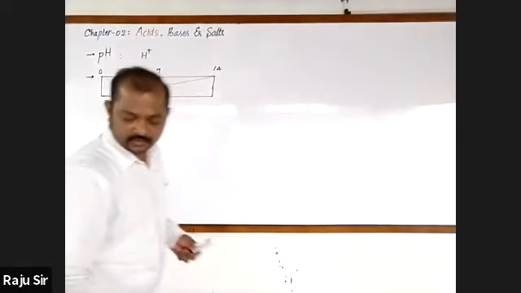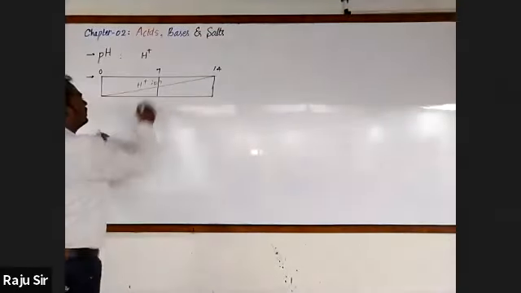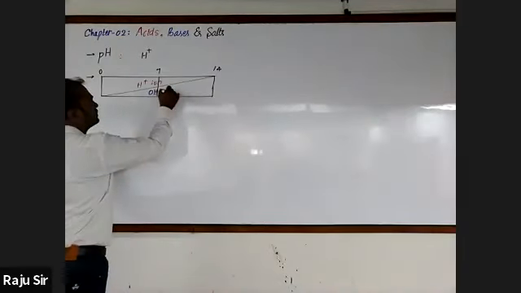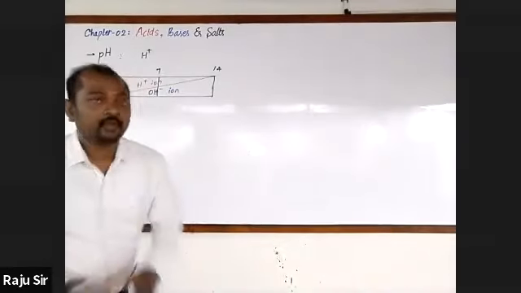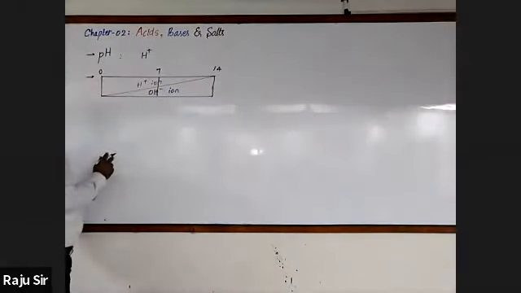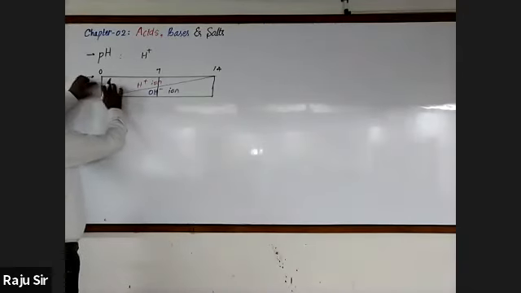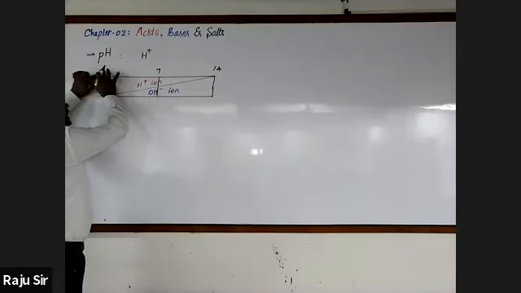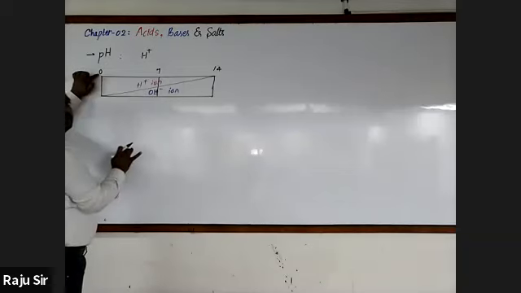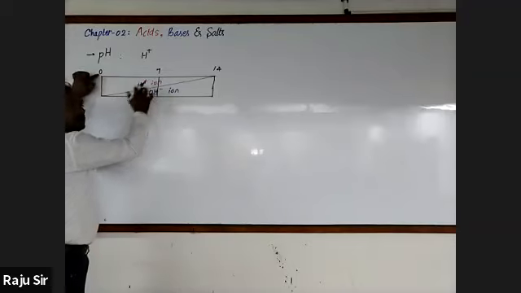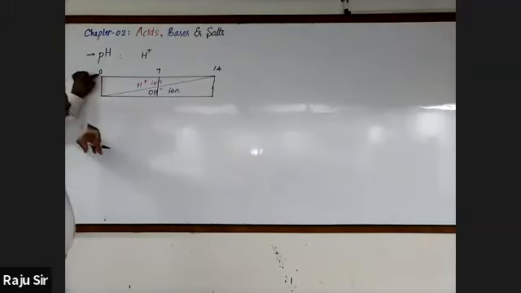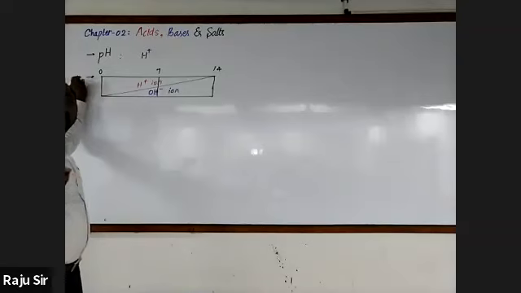And the other part is hydroxide ion concentration, OH minus ion concentration. Then we also know that in the case of hydrogen ion concentration, as the pH value increases, hydrogen ion concentration decreases. Then the acidic property of the acid or the compound decreases, right?